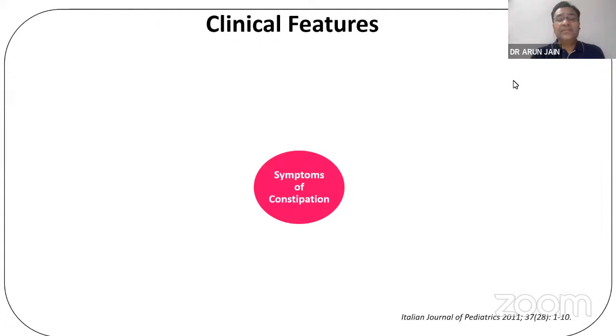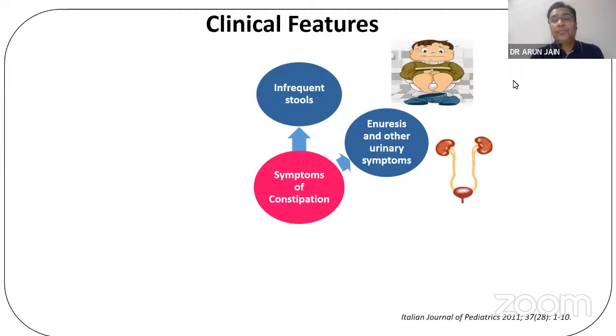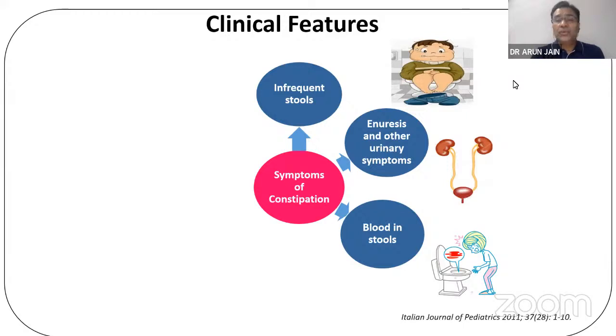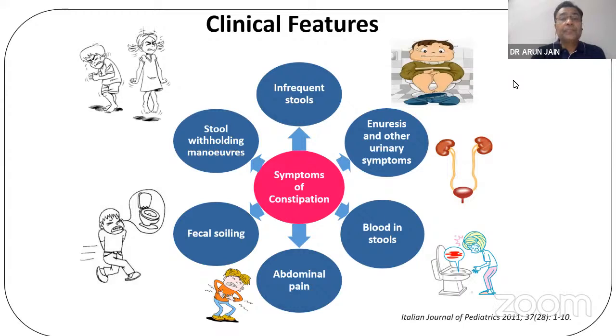Now there come the clinical features. The symptoms of constipation are infrequent stool, enuresis or other urinary symptoms, blood in the stool, abdominal pain, fecal soiling, and stool withholding maneuvers. Now, in this, what happens? The child doesn't want to pass the stool, so he takes maneuvers like crossing the legs, hiding behind some furniture or the curtain. So he just wants to avoid passing the stool.